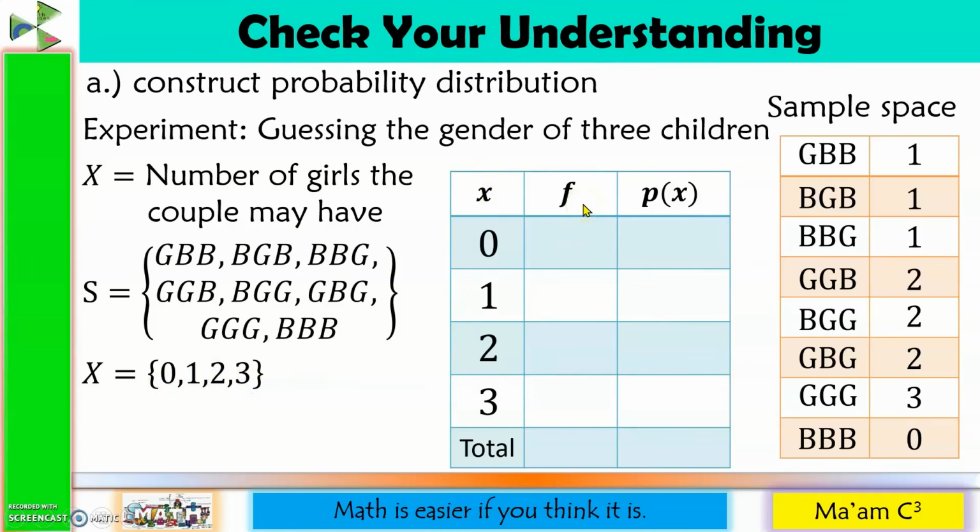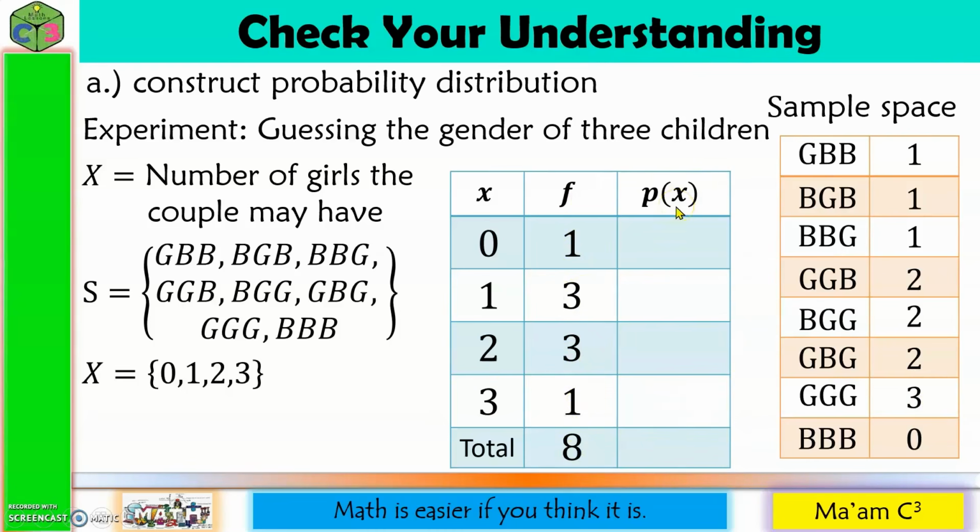For the frequency, we just have to count how many times these random variable values appear in our sample space. So 0 appears only once, so 1. 1 appears 1, 2, 3, 3 times. 2 appears 1, 2, 3, 3 times. And 3 appears only once. Add this up, 1 plus 3 plus 3 plus 1 is equal to 8.